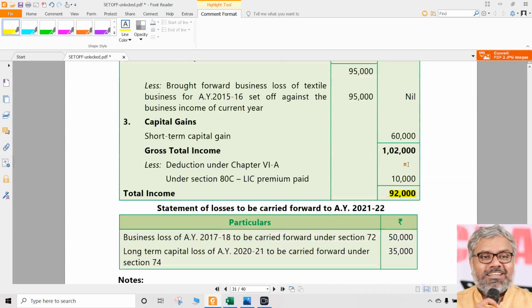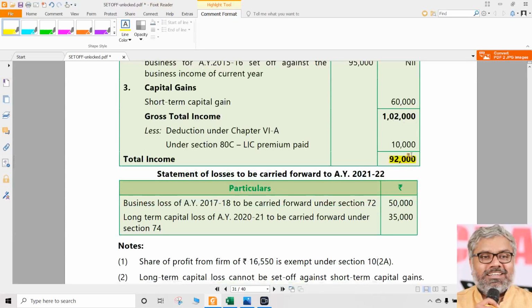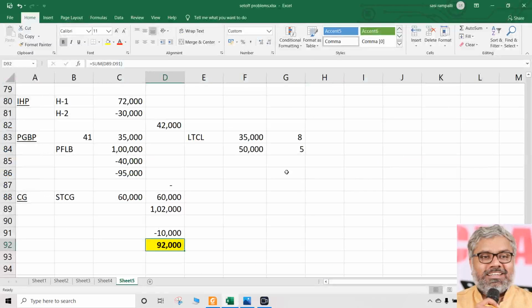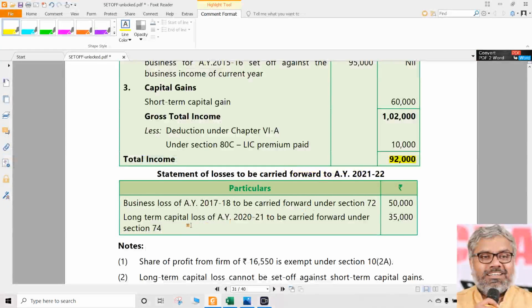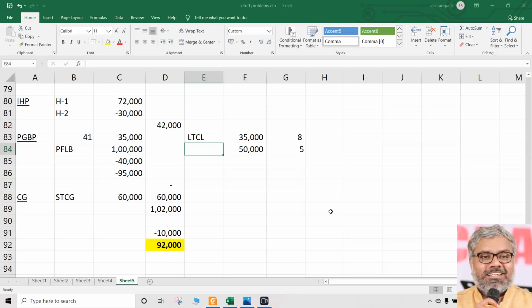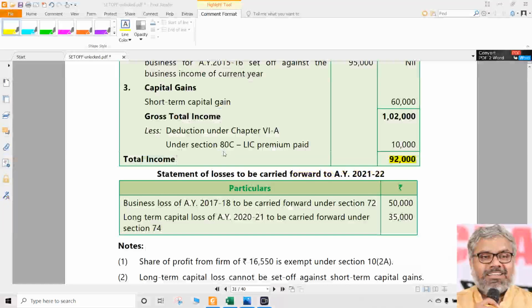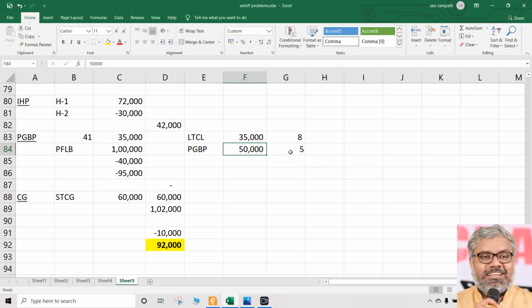92,000 is the total income of the SSE. And what can be carried forward? Two things can be carried forward. One is this 50,000 rupees in relation to the business loss of 2017-18. So you can call this just PGBP loss, which can be carried forward for 5 more years. The loss is related to 17-18, which can be carried forward for 5 more years.